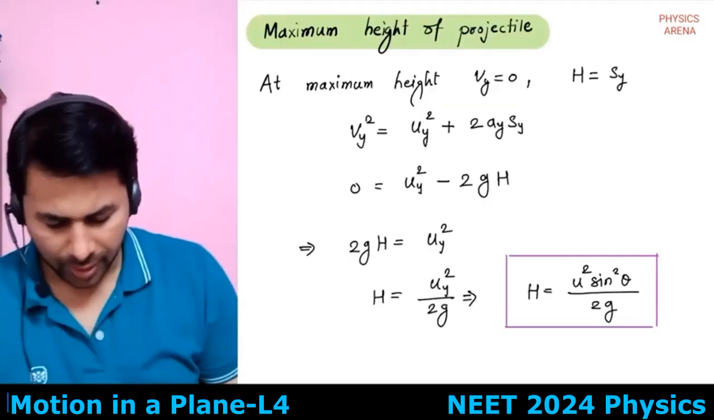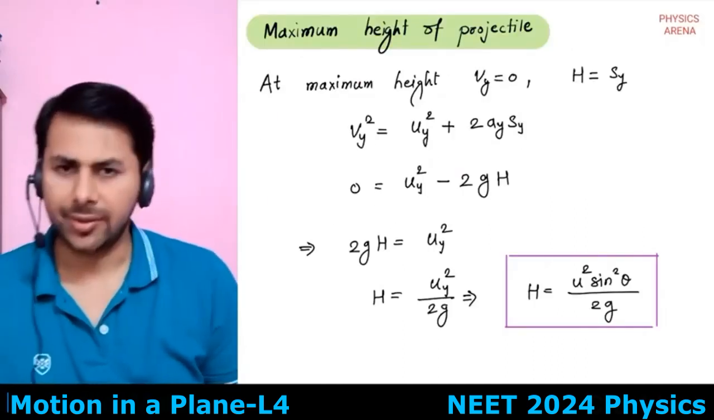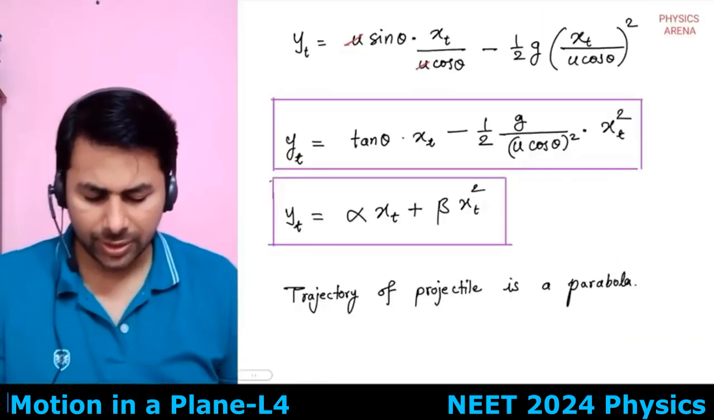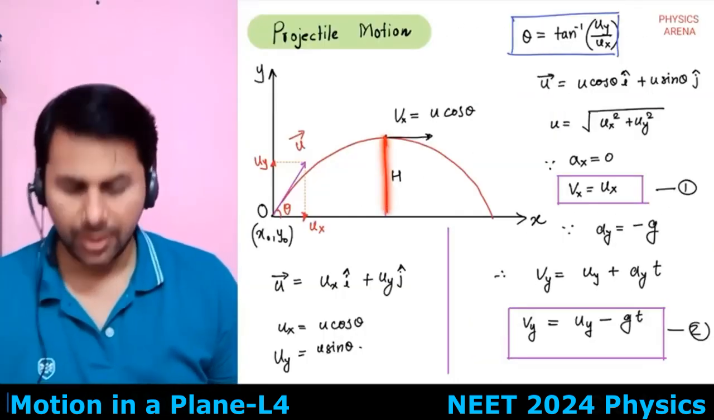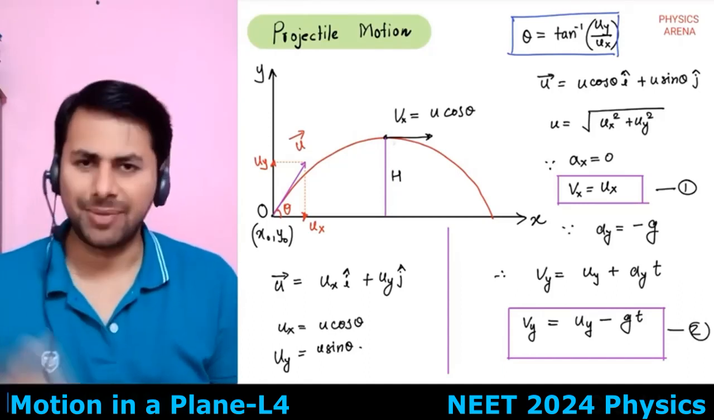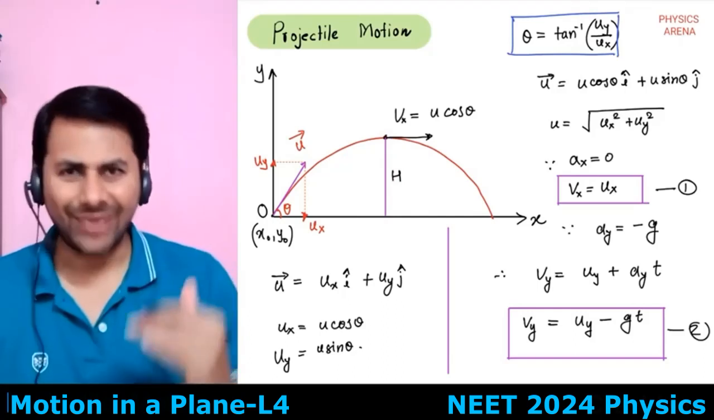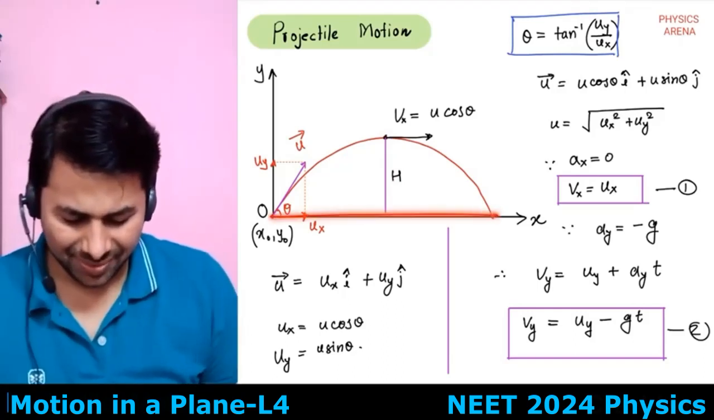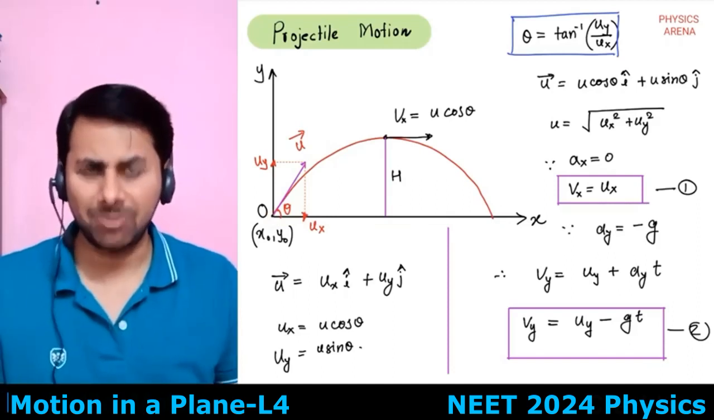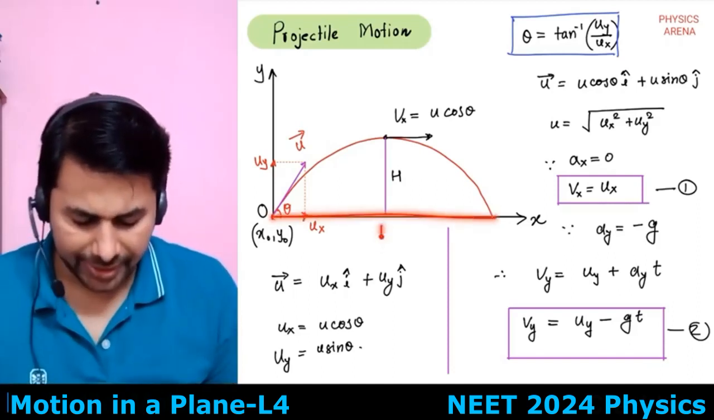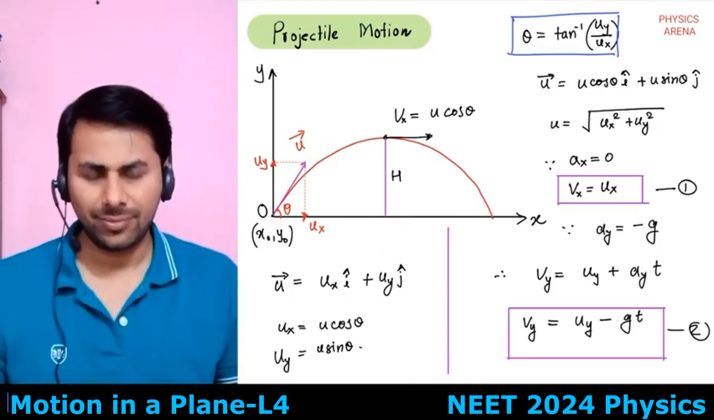Okay. Now, given this, we want to find out the maximum height of the projectile. Maximum height is the maximum distance which it covers along the y direction. The distance between the start point and the end point of this projectile motion is known as range, and it is denoted by R.